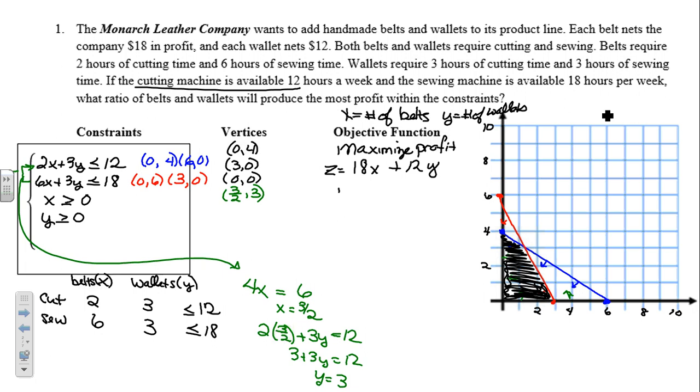If we plug in 0 for x and 4 for y, absolutely, that's the whole goal. No point in doing the origin, right? We're not going to get any profit, are we? So 18 times 0 plus 12 times 4 gets us... we've got to see which one's going to give us the best value. Question. We think it's probably the last one, right?